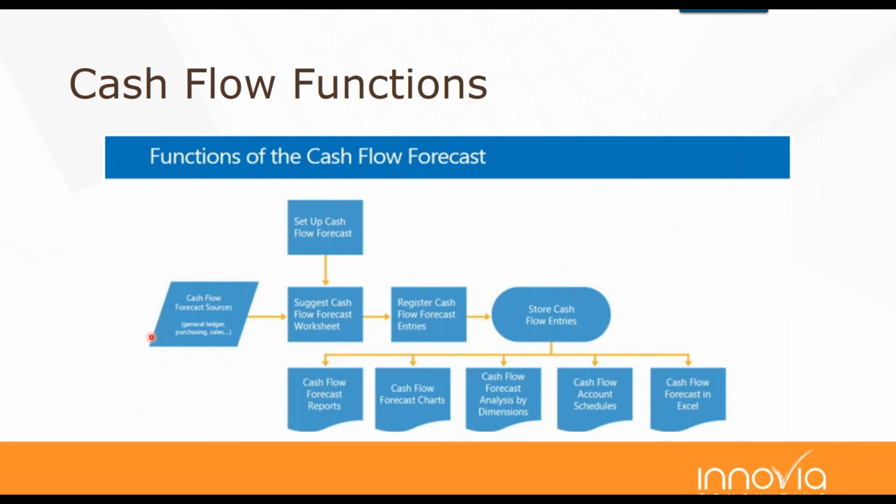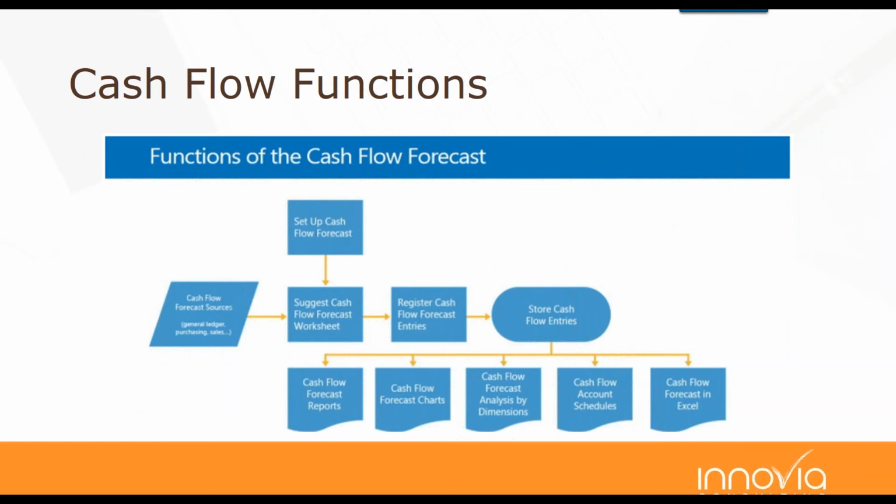All right, so what are the functions of the cash flow forecast? I added a diagram here to show this. First, in this first box, we see we set up the cash flow forecast. Next, we suggest the cash flow forecast from many different sources. We talked about GL, purchasing, sales, and so on. Again, we'll see that in the next slide. And then based on those entries suggested here, we'll then register the cash flow forecast entries, which will then save the cash flow entries. And these saved cash flow entries are then what we can start reporting upon.